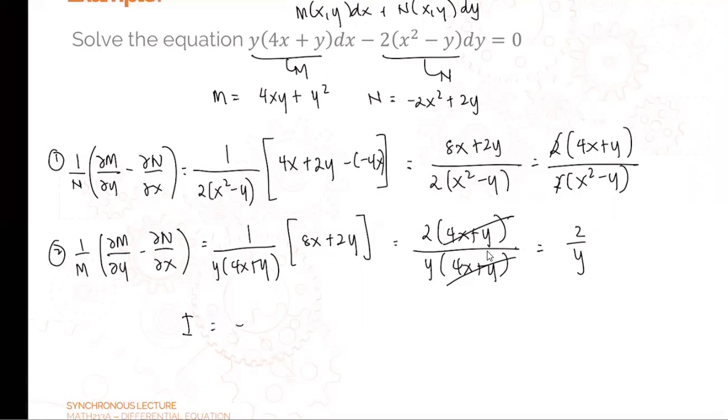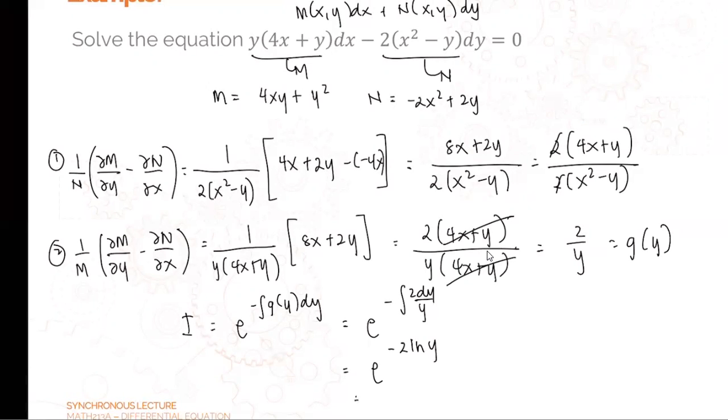okay, will be e raised to, pag y is negative, yung gy dy natin. So this will be yung gy natin. Okay? So that will be e raised to negative 2 dy over y. So we have e negative 2 ln y, then e ln y negative 2, then magiging sagot, ang I natin will be equals to y negative 2 or 1 over y squared.